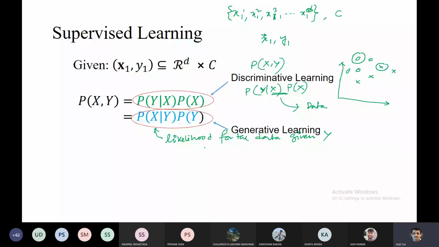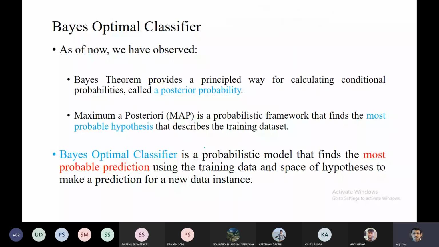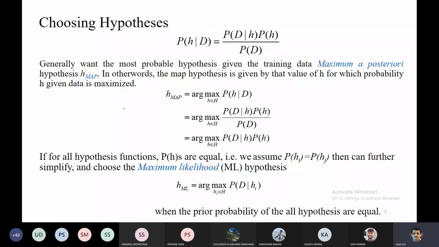Today we'll start the Bayes optimal classifier. As of now, what we observed, I will first read out and then explain. Bayes theorem provides a principled way of calculating conditional probability. That is our Bayes theorem, and this P of H given D is what is written here.